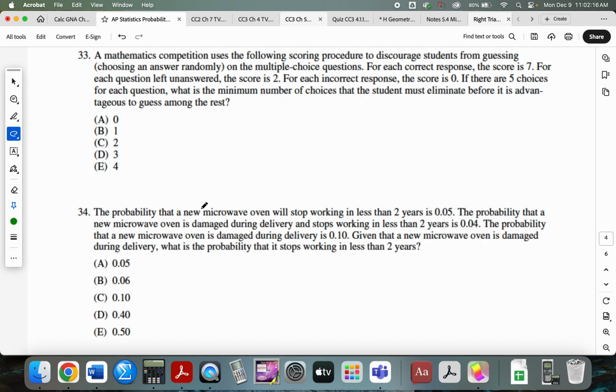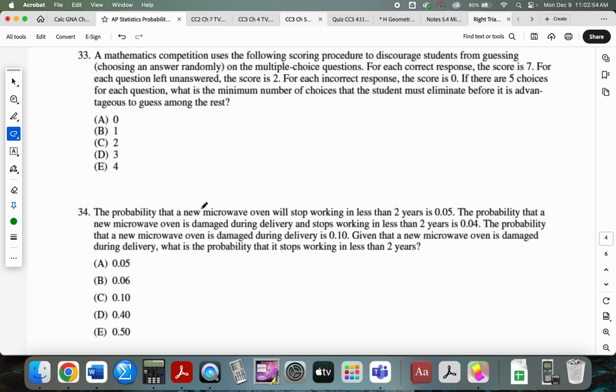All right, let's see. 33. A mathematics competition uses the following scoring procedure to discourage students from guessing. Then they explain what guessing means, choosing an answer randomly on the multiple choice questions. For each correct response, the score is 7. For each question left unanswered, the score is 2. For each incorrect response, the score is 0. If there are 5 choices for each question, what is the minimum number of choices that the student must eliminate before it is advantageous to guess among the rest?